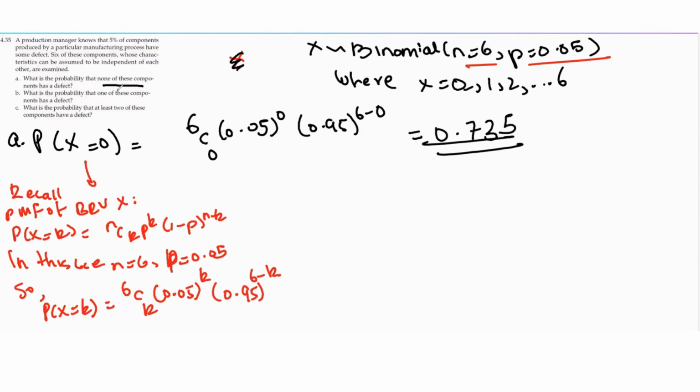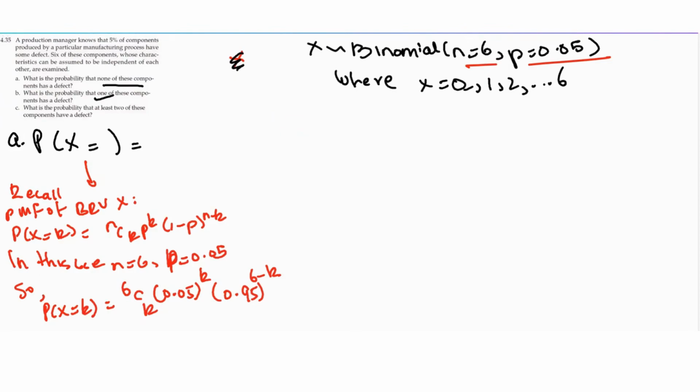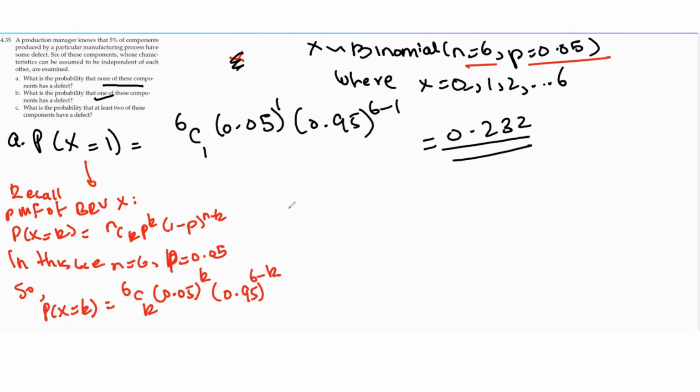Now the next part they ask us to find the probability that X is 1. Let's just do it over here. So now we want to find the probability X is 1. So now we'll just put k equal to 1 here. So this will be 6 choose 1, 0.05 to the power 1, 0.95 to the power 6 minus 1. And this will turn out to be 0.232.